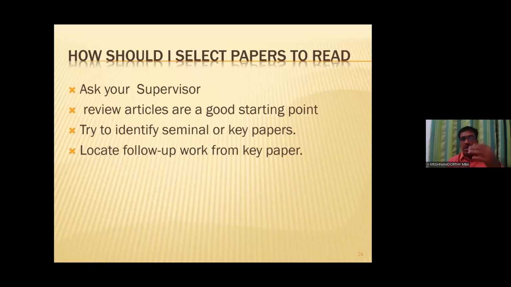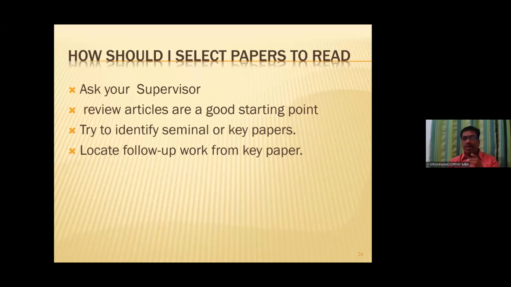Once you identify the review article or review paper, your job is very simple. That means you should not use the same review paper as it is. You should make some changes. You can go through the review paper and make changes in your own way. So review articles are a good starting point. Try to identify a key paper. That is very, very important.